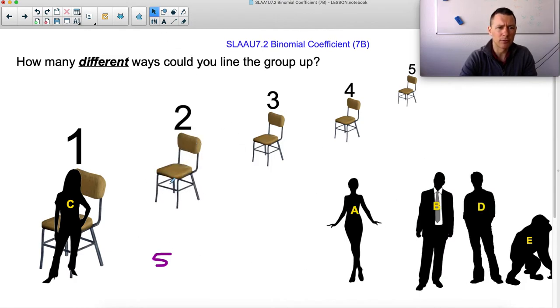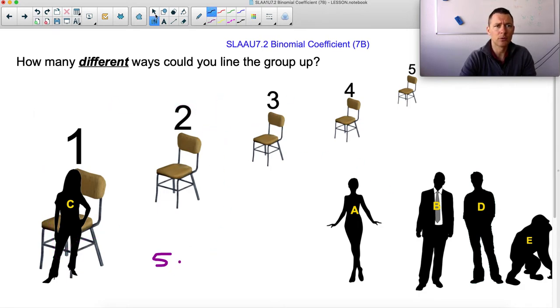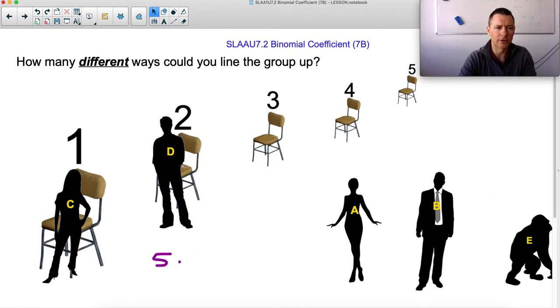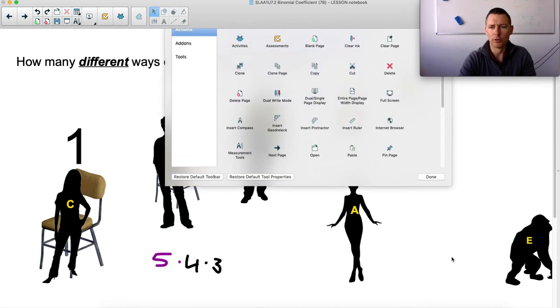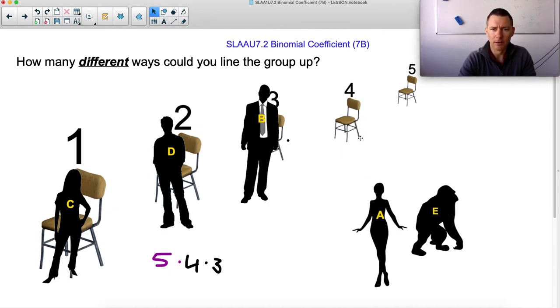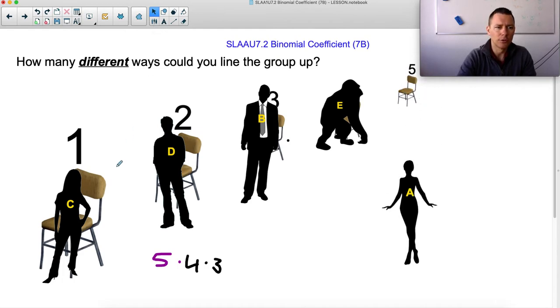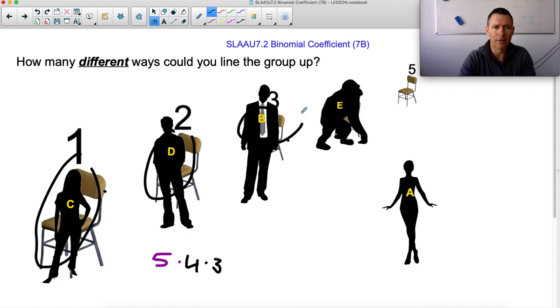And once you have that, so now there's 4 different ways just for this, right? Once you put slacker dude in there, you've chosen one out of those 4. Now there's 3 different people left, and so now there's 3 different ways you could put that third one in. And then once you have that, you get the idea. 2 different ways you could put the last 2 in. And once you've selected gorilla for this side, there's only 1 place left. So you have 5 choices, and then 4, and then 3, and then 2, and then only 1, right?